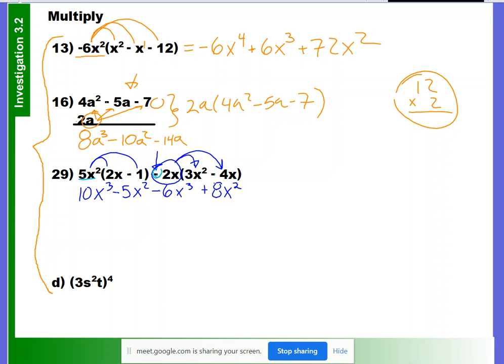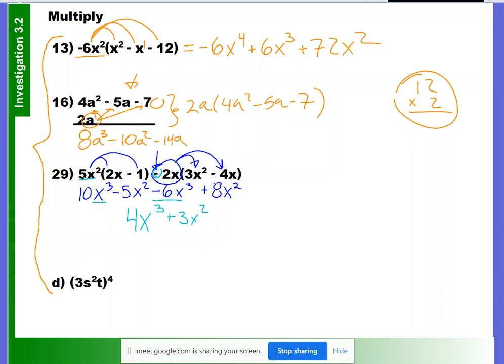Now, in terms of simplifying, we have to look: do we have any terms that are identical? For instance, do we have any other x to the thirds? Yes, we do. So that means we need to combine the similar terms. What is 10x to the third minus 6x to the third? 4x to the third. There you go. Perfect. Negative 5x squared plus 8x squared is? 3x squared. And that's a positive, so we have to put... Positive.